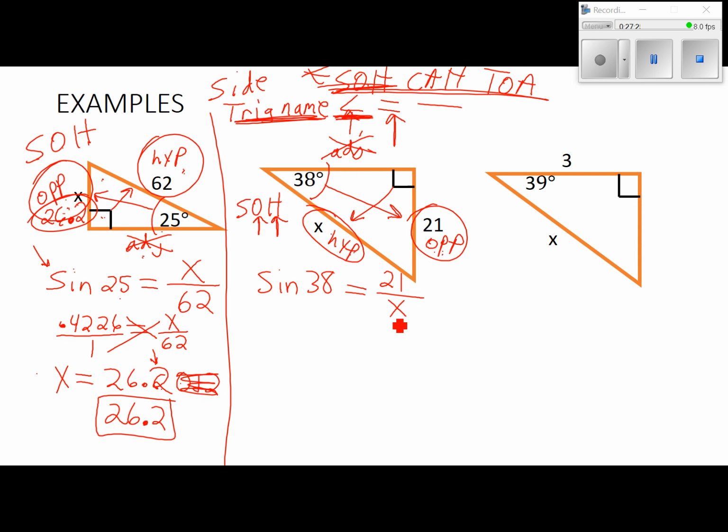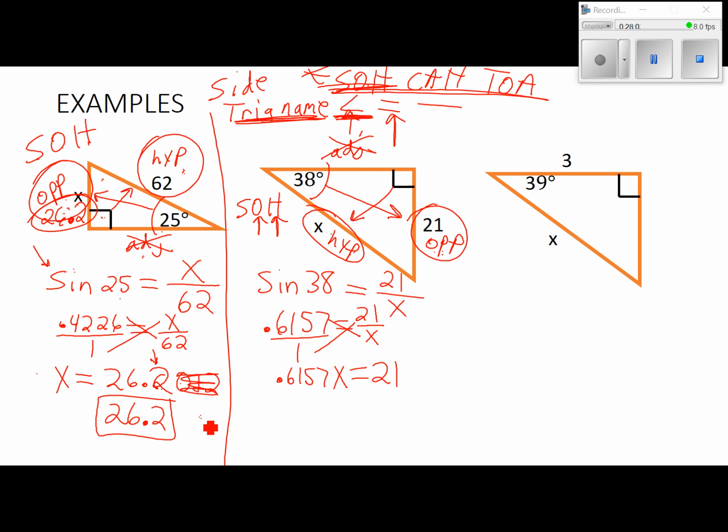We grab our calculators and we figure out what the sine of 38 is. Just punch in sine 38 and you come up with 0.6157. Go out 4 places again every time when you're doing sine, cosine, or tangent. Still equals 21 over x. Put a 1 underneath this. And then we're going to cross multiply. 0.6157 times x equals, cross multiplying that way, 21.